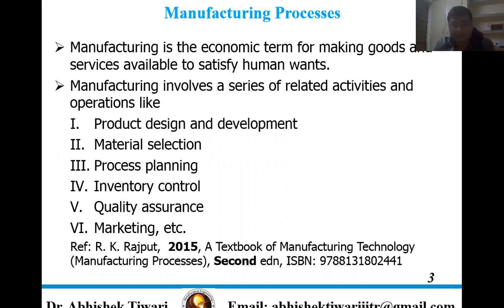what are the assets required, what are the different types of items required for the manufacturing process, and then quality assurance after the product has been made. Using the manufacturing process, how is its quality, so that there are no complaints after it has been launched in the market, and then finally the marketing part.